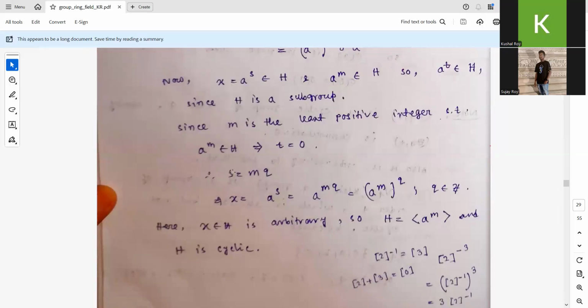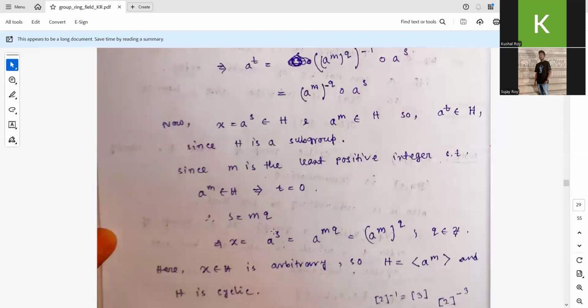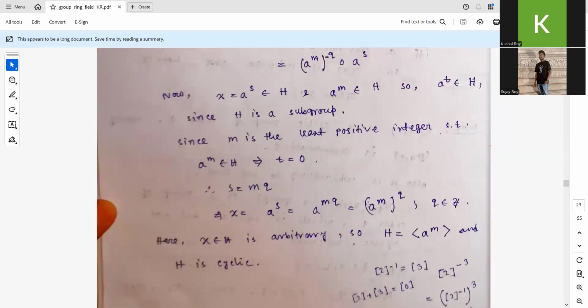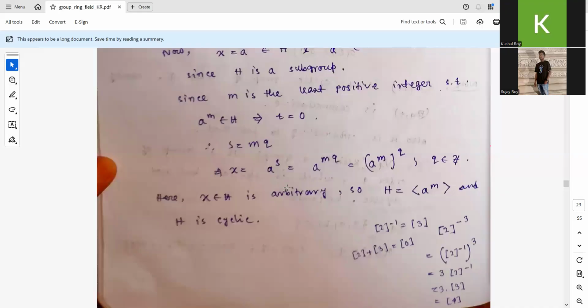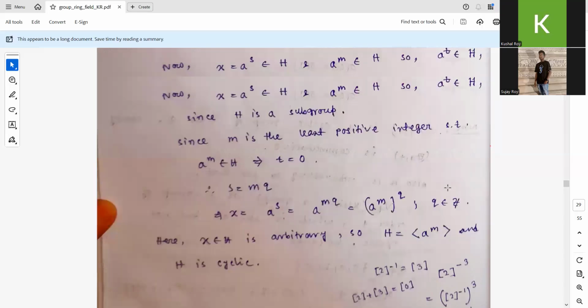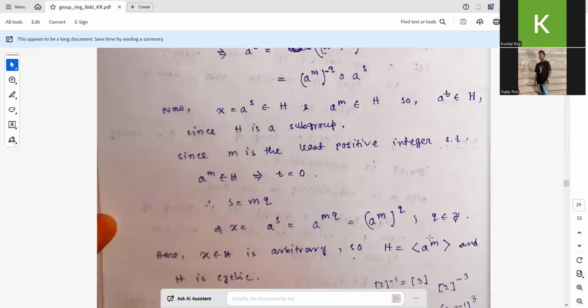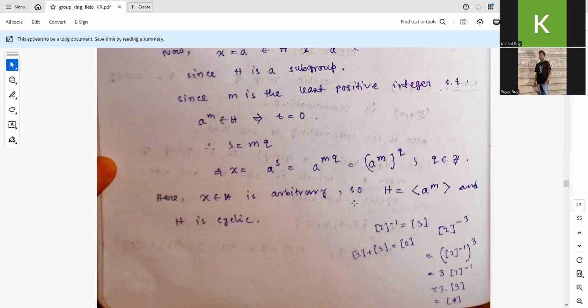So s will be mq. Since t is 0, s is mq. S is mq means x can be written as (a to the power m) whole to the power q. So any element of H can be generated by a to the power m. So H is generated by a to the power m. Since H is generated by a single element, H is cyclic. Okay.